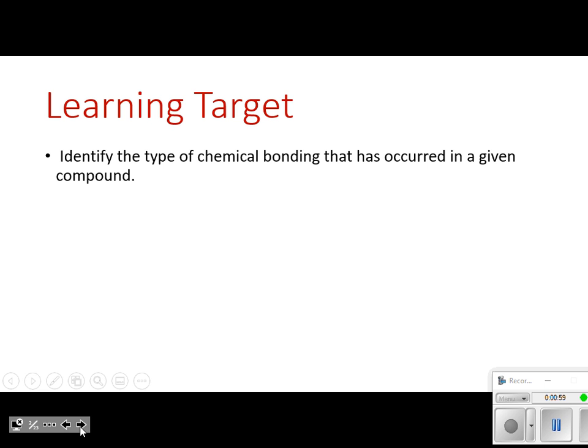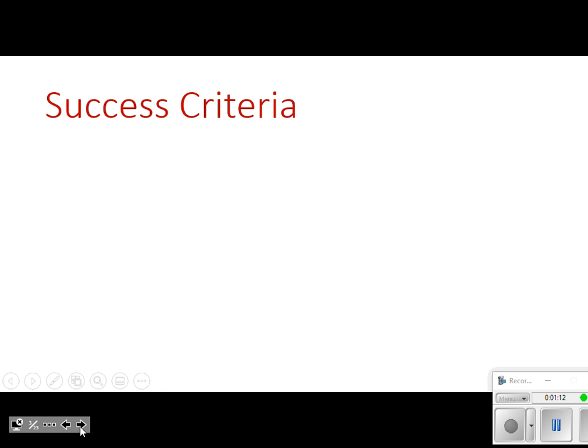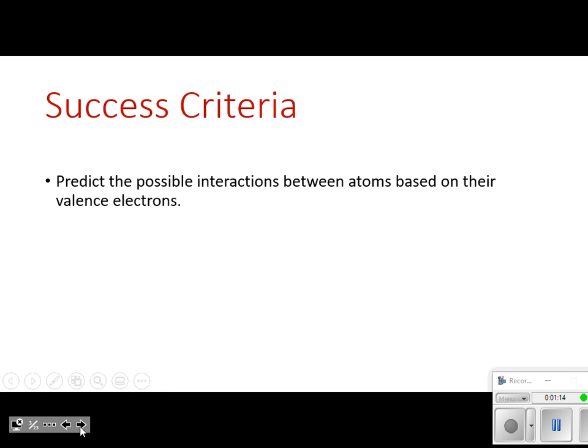Let's look at what the actual learning target is. It is to identify the type of chemical bonding that has occurred in a given compound. So, in order to do that, we're going to need to predict the possible interactions between atoms based on their valence electrons. What do we say valence electrons were? Electrons on the outermost energy level. Excellent. Okay, so we're going to need to be able to do that.